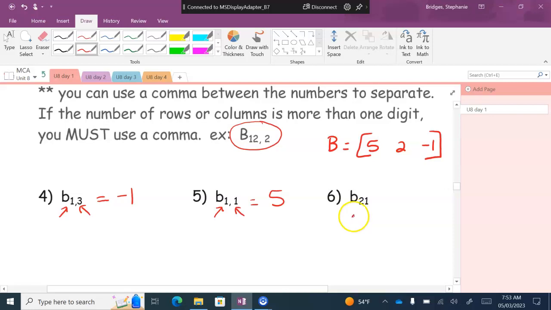And then for 6, we're looking at row 2, column 1. What would you tell me for that one? Not possible. There is not a second row in B, so therefore we cannot give an element in a row that doesn't exist.